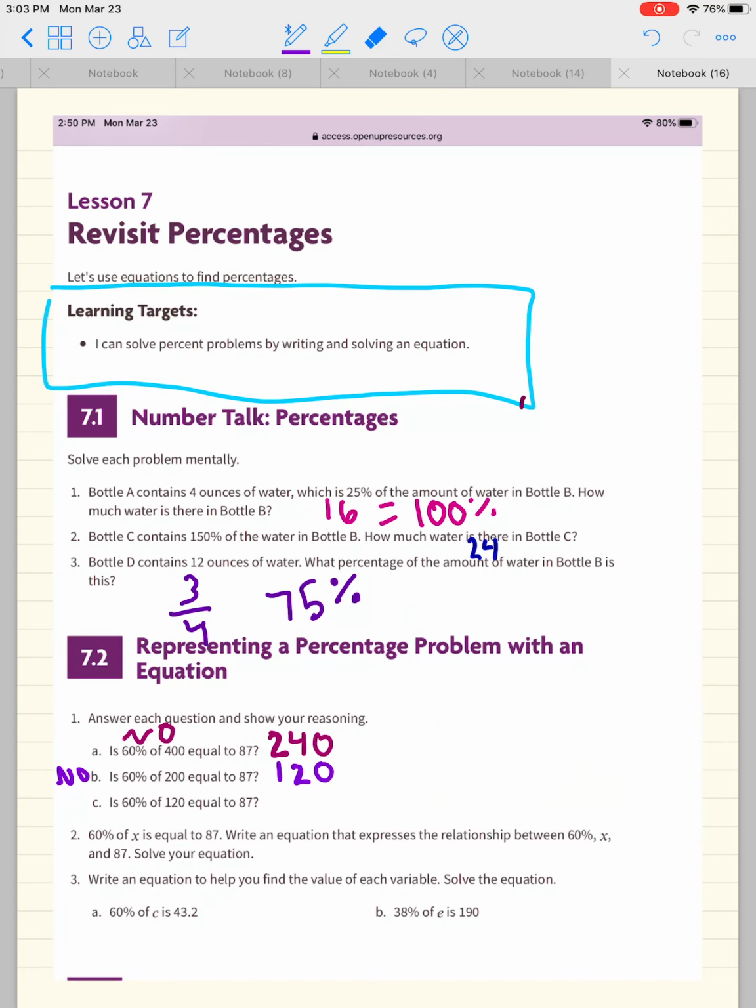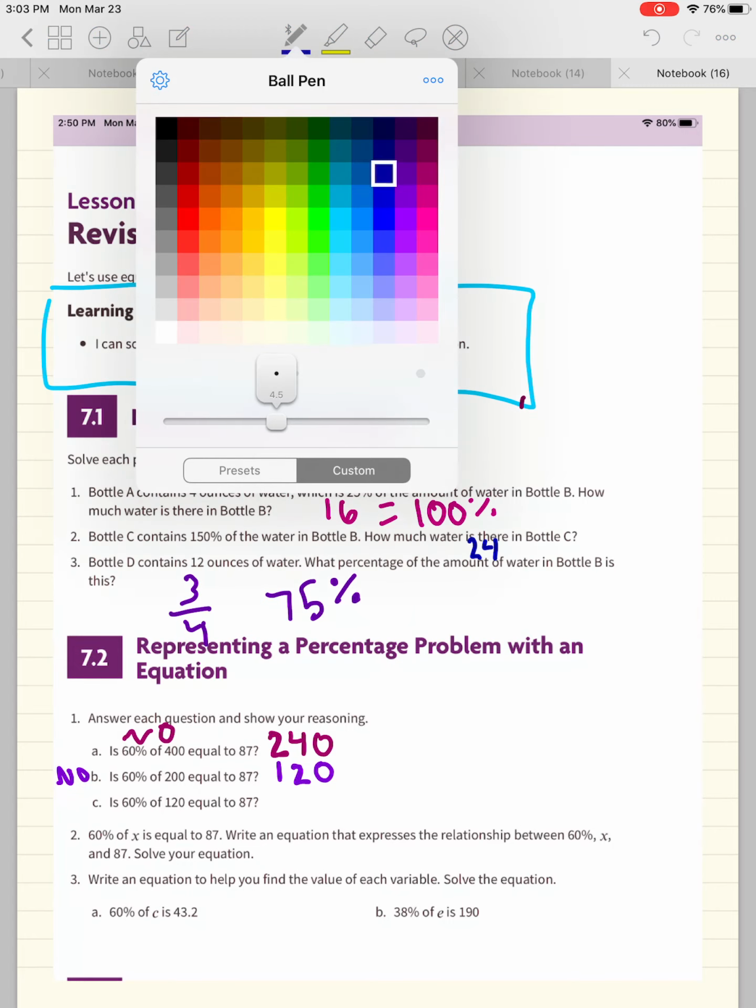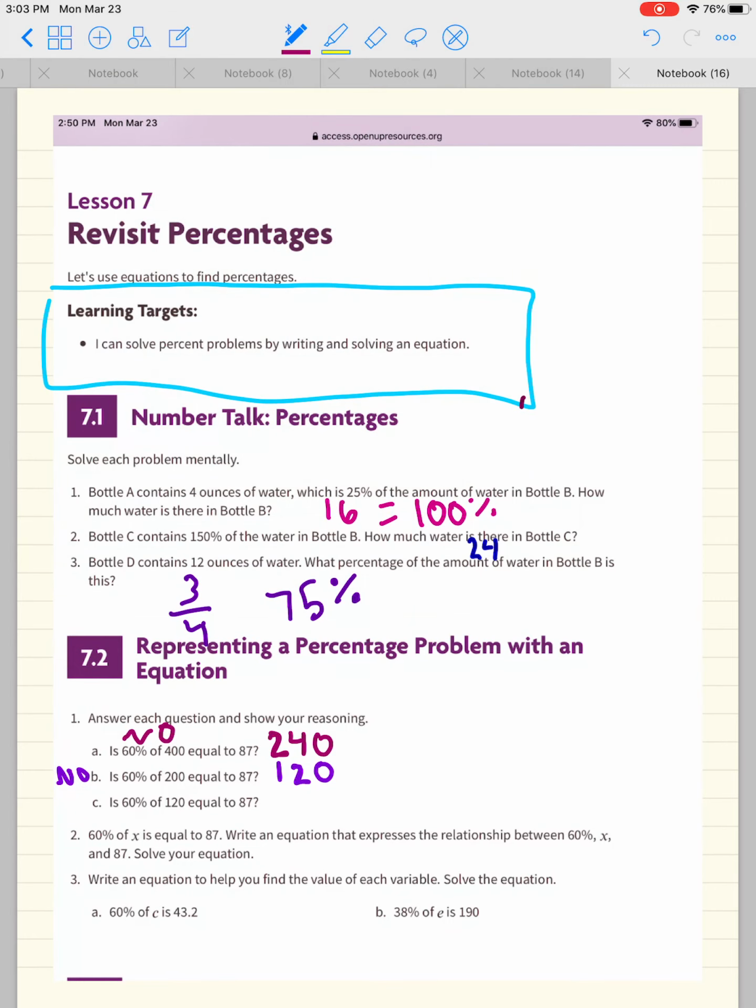Okay, let's look at C. Is 60% of 120 equal to 87? Okay, I know that 50% of 120 is 60. And 60% is going to be a little bit greater than 60. 87 is a little bit greater than 60. So 87 could be the answer. Let's see.